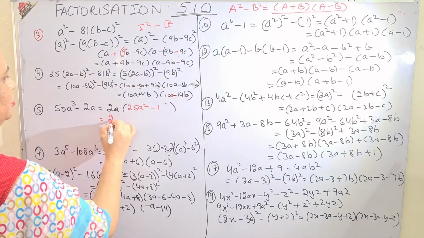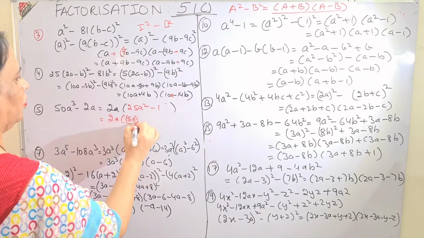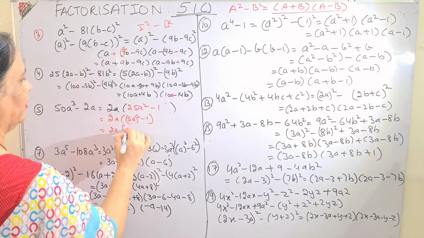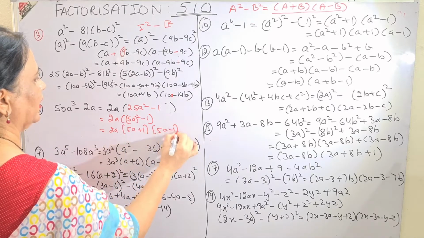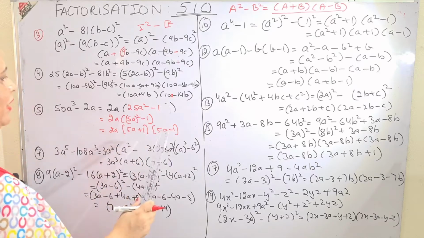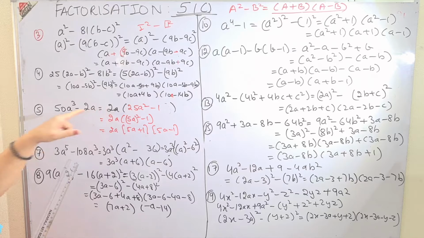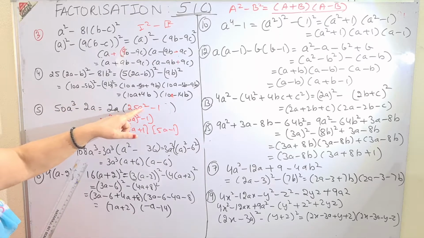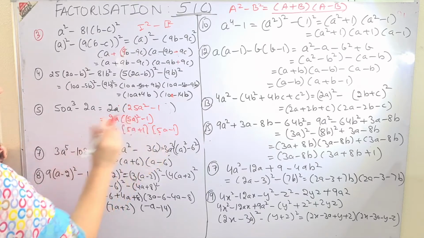Now I will write the second term as 5a whole square minus 1. Outside the bracket, once it will be plus and once it will be minus. So 5a plus 1, 5a minus 1. What I did, I just took 2a outside. So 25 is in 50 and a I have taken. So in place of a cube, we are left with a square. This 2a is common and the next is your answer.